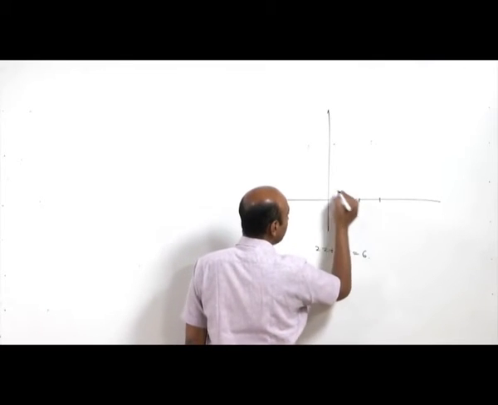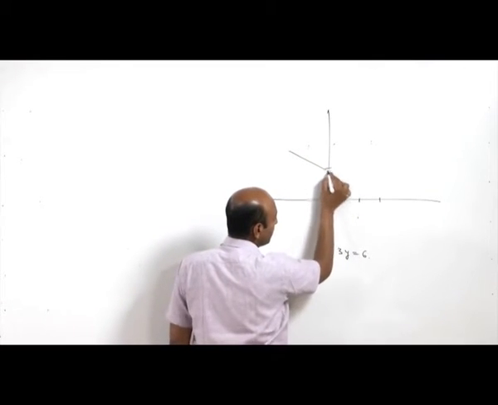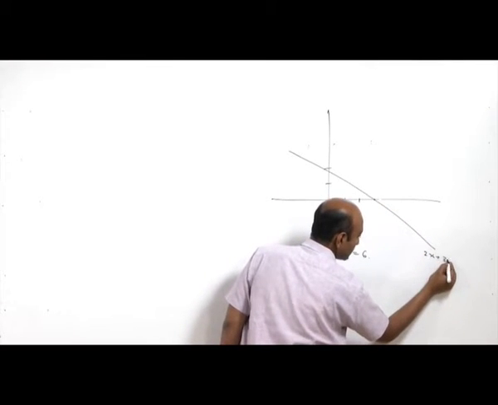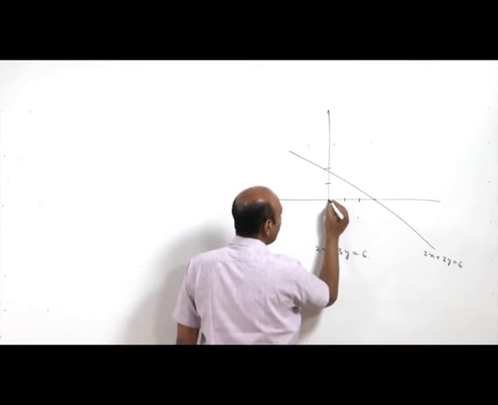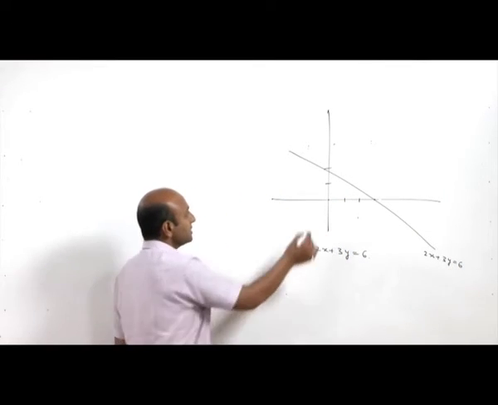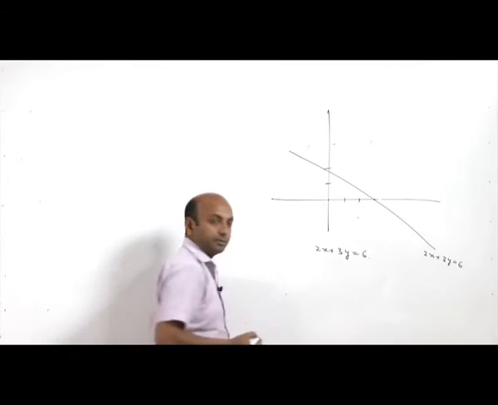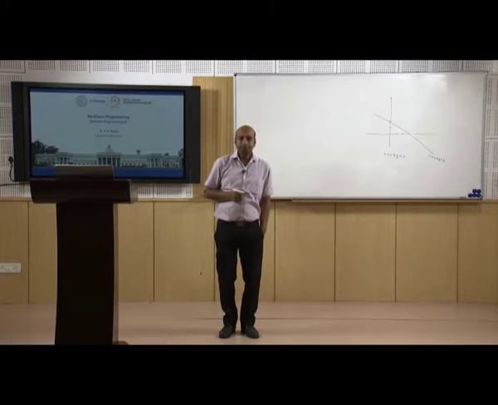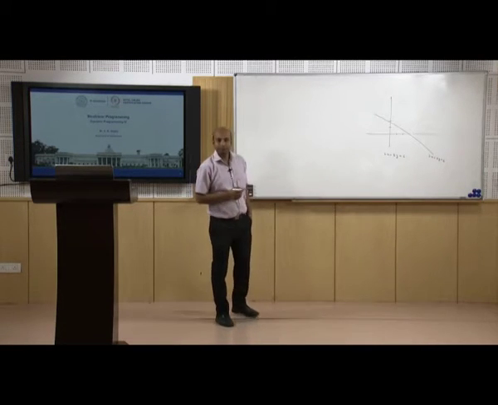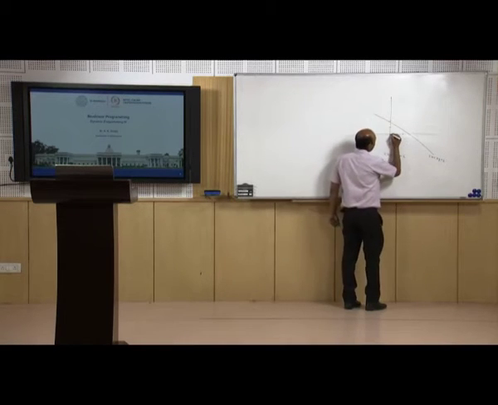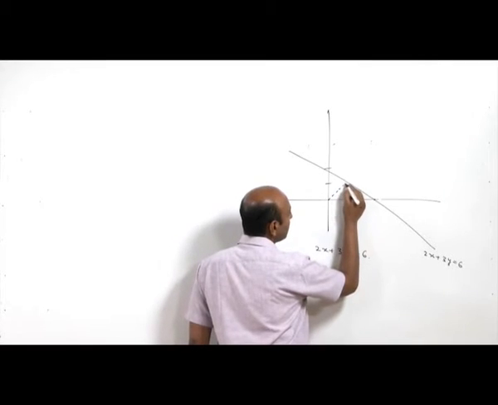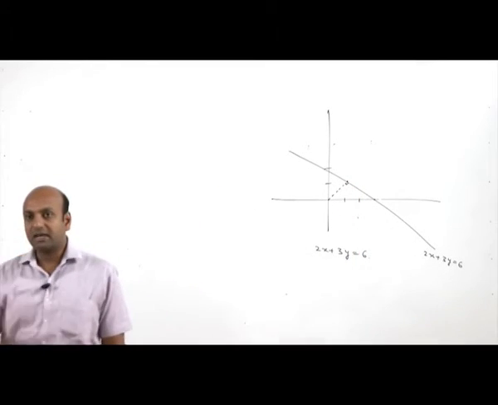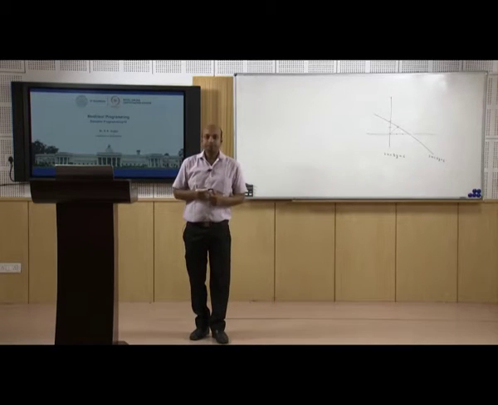That is, 1, 2, 3 and 1, 2. So, this is the straight line, 2x plus 3y equal to 6. We have to find a point on this straight line which is nearest to the origin. Of course, that point will be the foot of the perpendicular from the origin. If you draw the foot of the perpendicular from the origin on this line, this foot of the perpendicular will be the point on this line at the shortest distance from the origin.